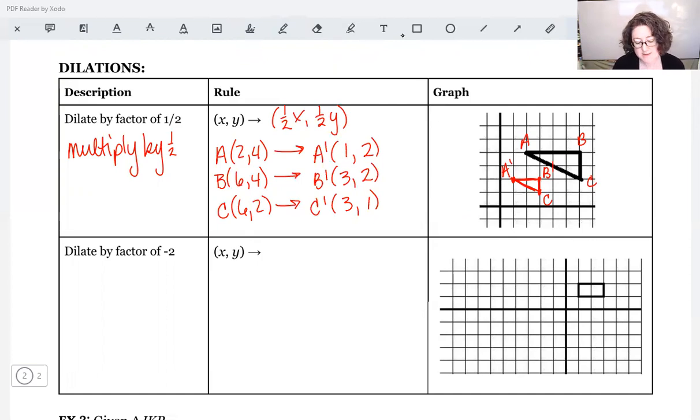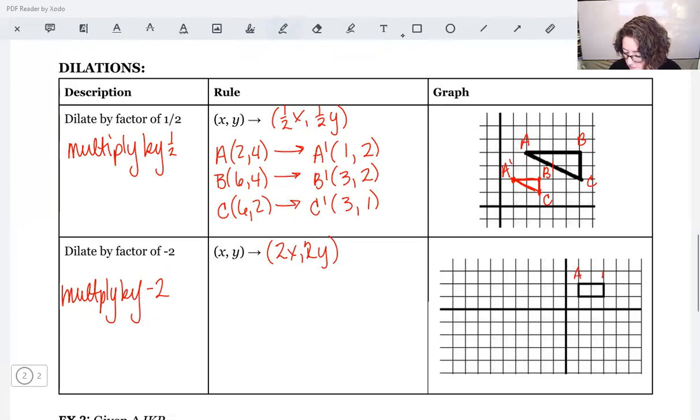So let's do dilate by a factor of -2. There's actually two things going on with this one. We're going to do this the same way. All we're going to do is multiply everything by -2. So again, the formal rule is pretty easy to write out: (-2x, -2y). Again, we need our points. So let's go A, B, C, and D.